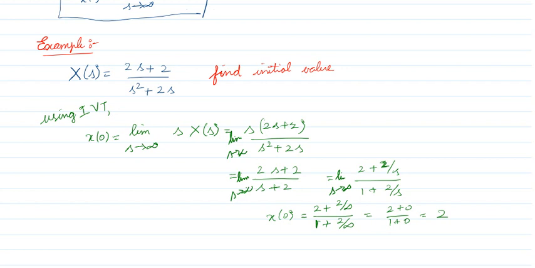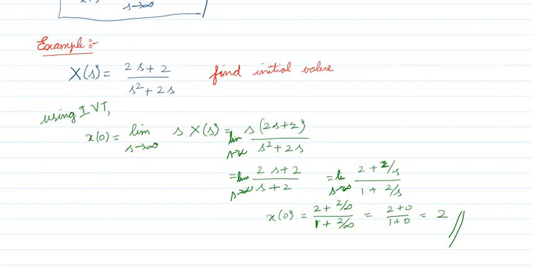If you substitute infinity by infinity, it is in indeterminate form. So what I can do is divide the numerator and denominator by s. So 2 by s by s, s is cancelled, another 2 by s on this side, and s by s is cancelled, so 1 plus 2 by s. Dividing numerator and denominator by s, I got this. Now you substitute infinity: 2 plus 2 by infinity over 1 plus 2 by infinity. Anything by infinity is 0. So the initial value x of 0 is equal to 2. This is the initial value of the given signal in the Laplace domain X of s.